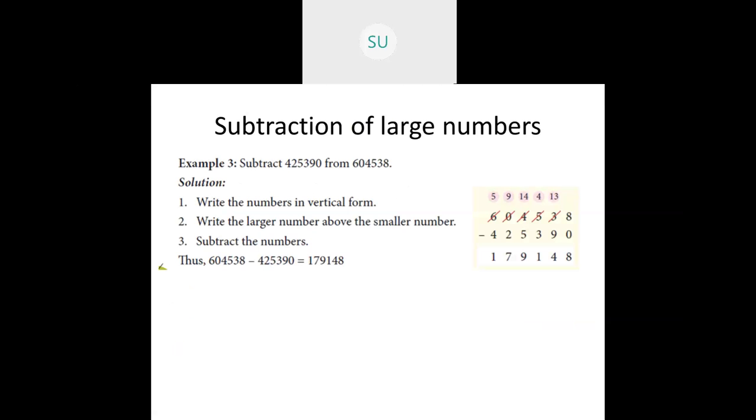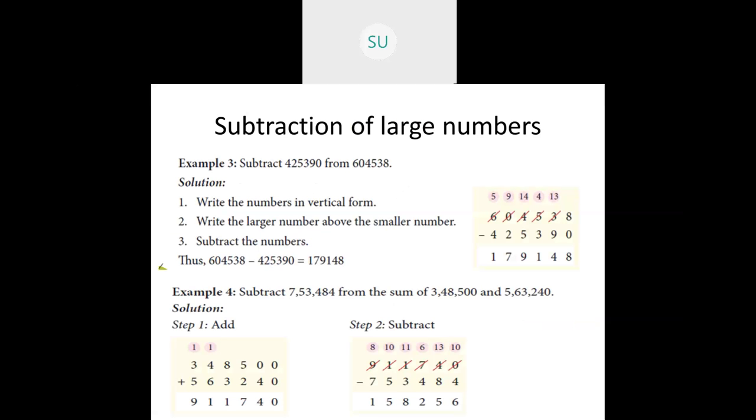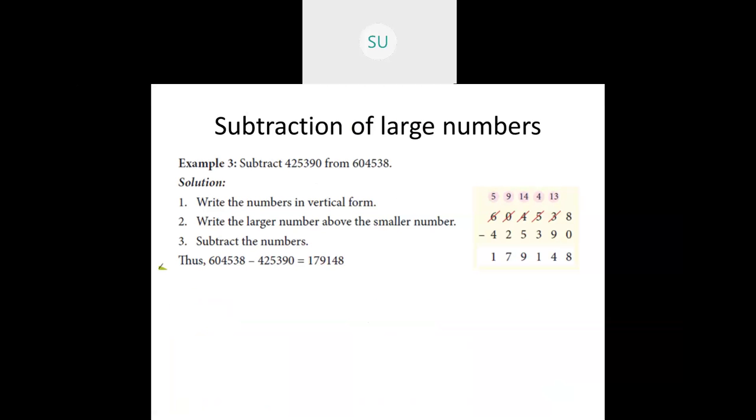Now when you're doing subtraction, sometimes you have a smaller digit in the upper number, that is, you have to subtract a larger digit from a smaller digit, which you cannot do. So what you do is you borrow one from the next place and then subtract. So this is one example which we saw on subtraction of large numbers. We saw various examples on subtraction of large numbers.